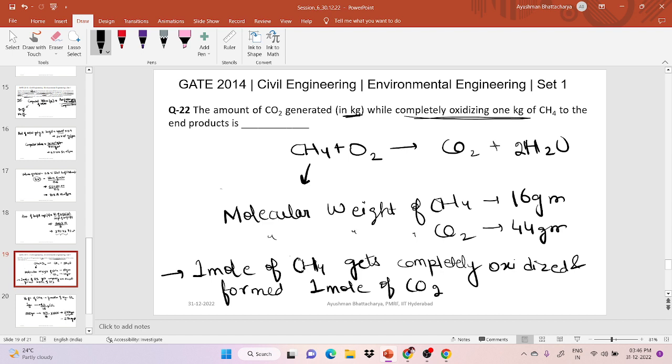So the next question talks about the amount of CO2 generated. They are asking in terms of kg. This line is very important: while completely oxidizing 1 kg of CH4 to the end product.